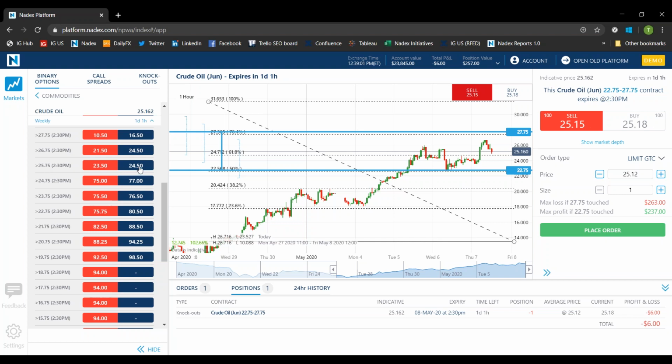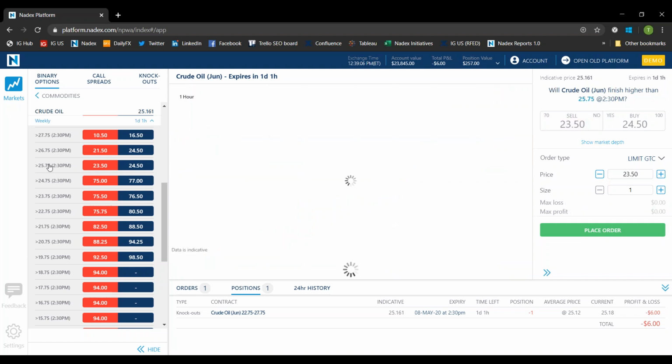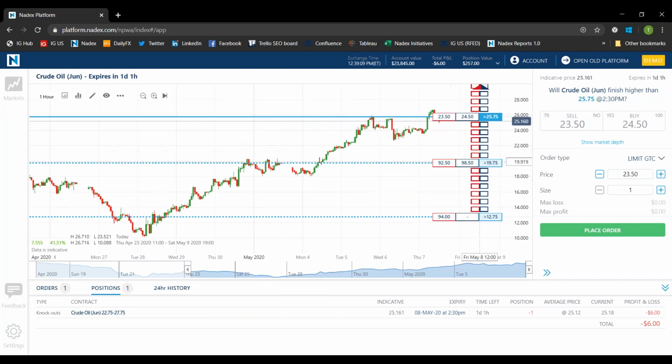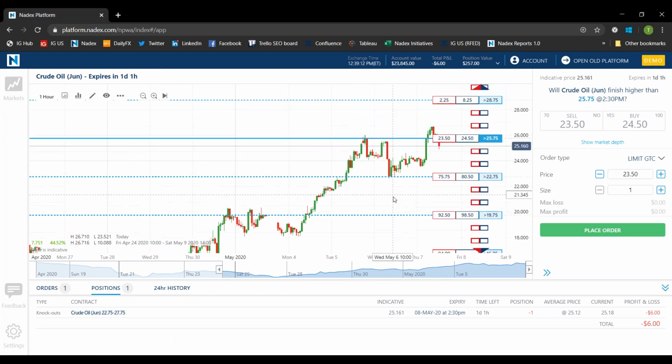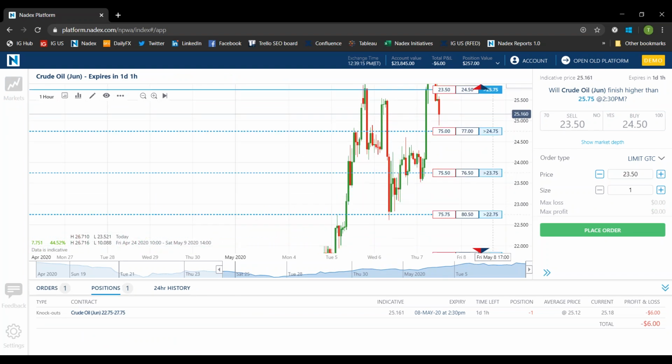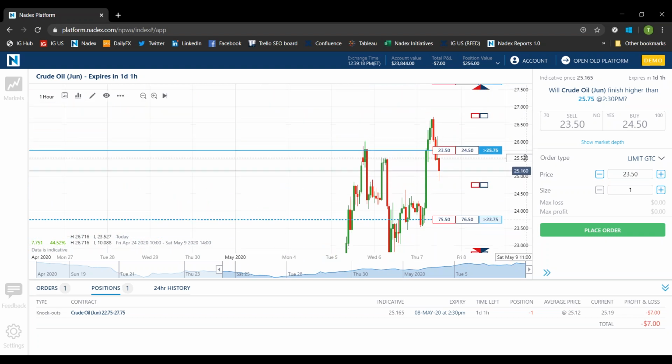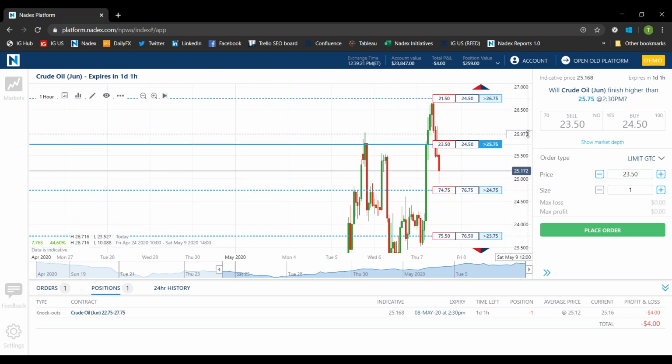I'm going to pick one, and there are bid-asks around that. The bid-ask prices on these are a little different. I'm going to click on this one and get this out of the way. In fact, I'm going to change my chart so it makes a little more sense and is easier for you to read. Okay, so what are binary contracts? Binaries are simple yes or no questions. Yes or no, will crude oil finish higher than 25.75 at 2:30 p.m. at the end of the week? This is the weekly. So it's got to get up to 25.75, and here's where it would have to be.